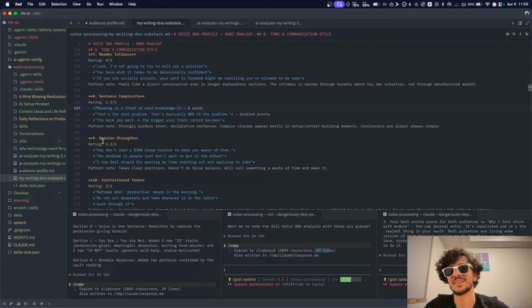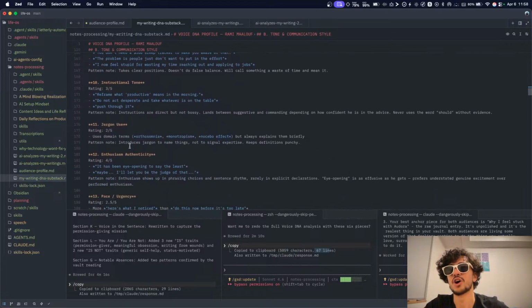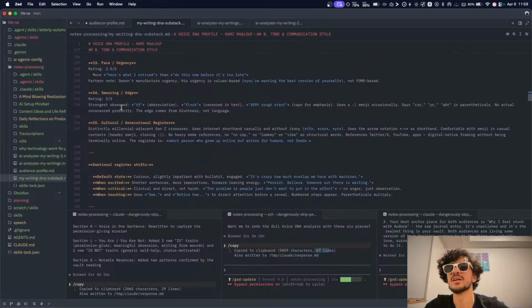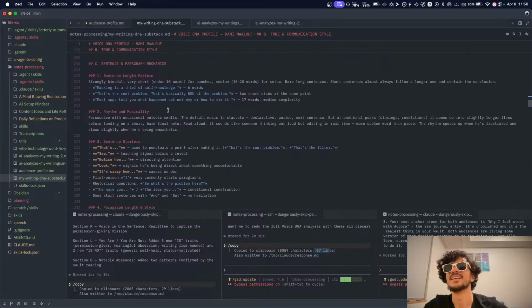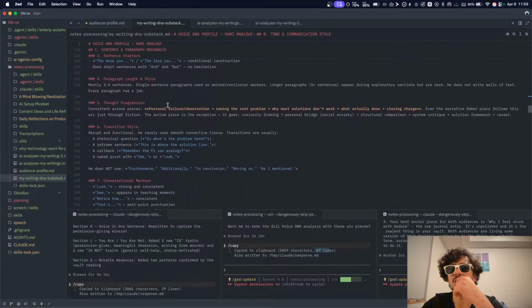Opinion strength. Instructional tone. Jargon use. No jargon. Okay. Enthusiasm, yes. Swearing and edge. The fuck? Okay. Strongly bimodal. Very short for punchy, medium. Okay, I like this. Let's keep it as is.